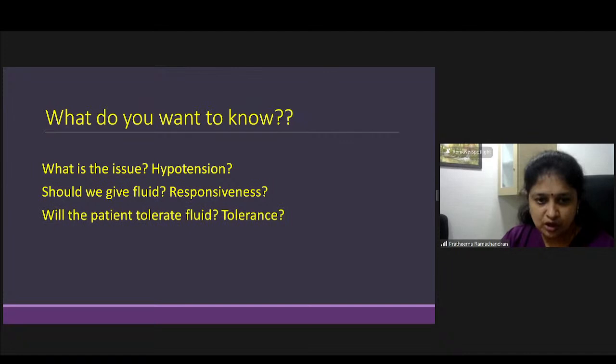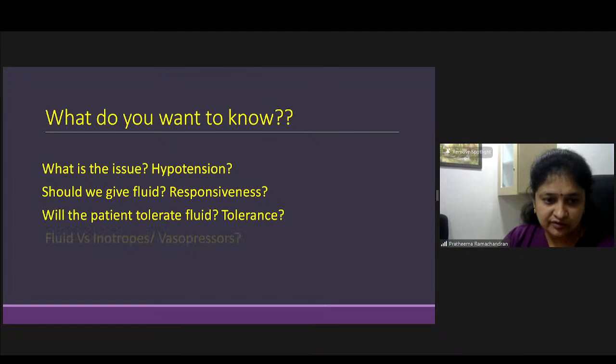If we give fluids, maybe it is a bolus of 250 ml, more than 250 ml. So usually we just rush in 500 ml. Will the patient tolerate fluid? That is what we need to think about before doing anything. So is it going to be fluids or inotropes?